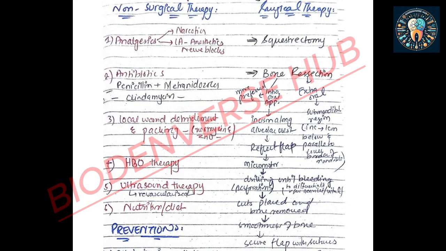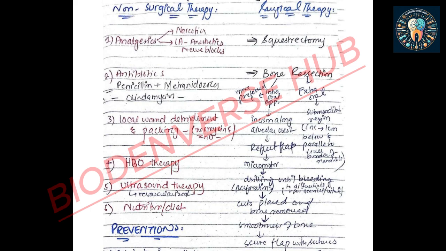So the non-surgical therapy will be aiming on the revascularization of the bone, in which we will be giving out the analgesics in the form of narcotics or LAs or any other anesthetic nerve blocks. Secondly, we will be giving the antibiotic therapy to the patient. Mainly penicillin and metronidazole are prescribed, but in some cases you can also use clindamycin.